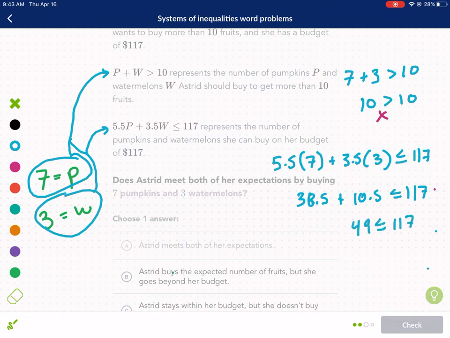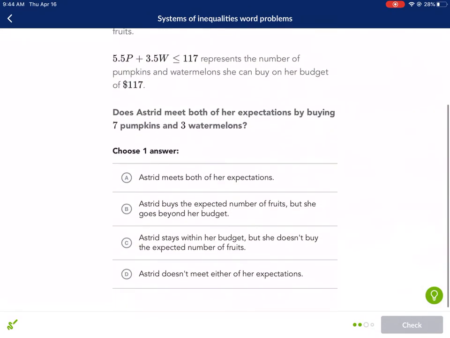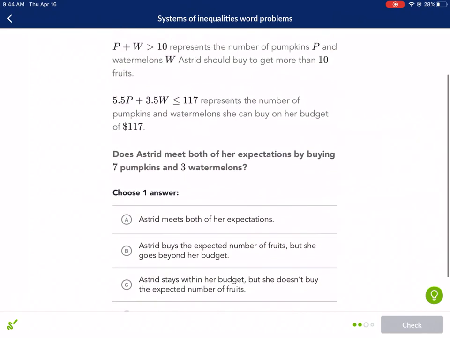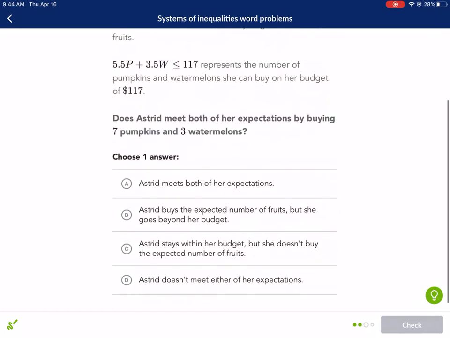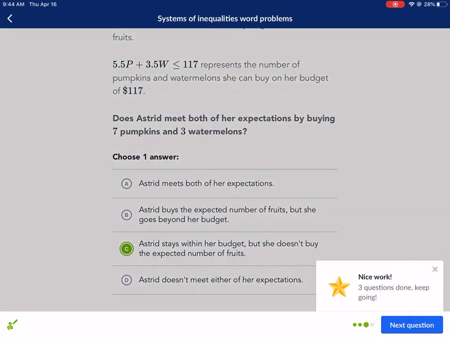So the second condition is met, but the problem is the first one was not. So how can we express that with this multiple choice? Astrid meets both of her expectations? No. Astrid buys the expected number of fruits, but she goes beyond her budget. She does not go beyond her budget. Astrid stays within her budget, but she doesn't buy the expected number of fruits. That's our answer. And there we go.